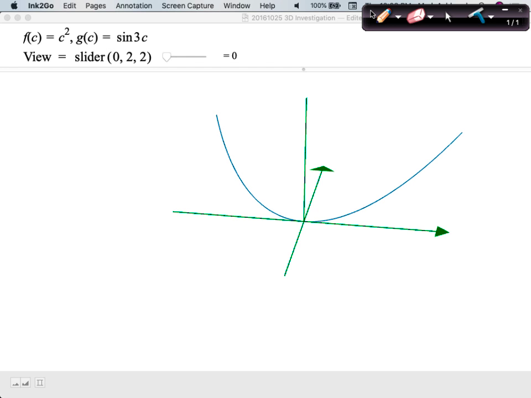So in R3, what are the possible independent and dependent quantities, or variables? What would the possibilities be? We're not talking about volume or temperature or mass or momentum or anything like that. We're just graphing in R3, in three dimensions. So if I say here's a graph, here's a function: f of c is c squared, and g of c is sine of 3c.